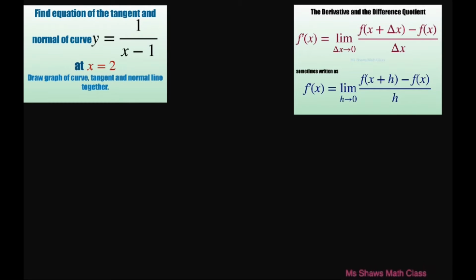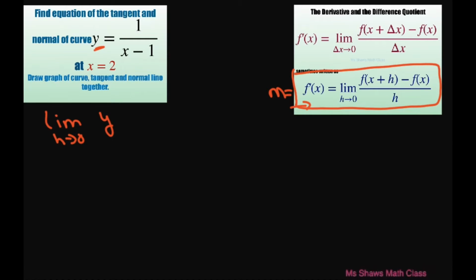The first thing we have to do is find the slope before we can find the equation of the tangent and normal line. We're going to use this formula here as a guideline. This is your slope. We don't have f, we have y, so I can set this up as the limit. I'm just going to rewrite this: h approaches 0. Instead of f, I'm going to put y, because that's what we have. Y, our x is 2, so we're going to write y of 2 plus h minus y of 2 divided by h.